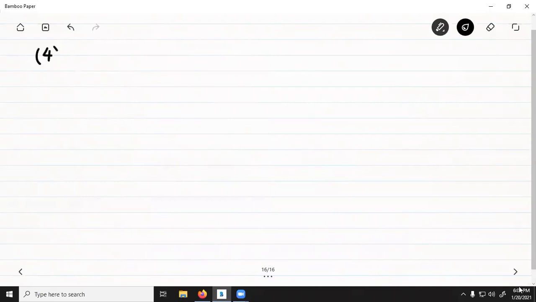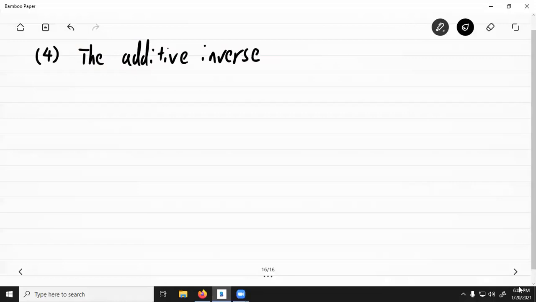Let's look at remark 4. So this is for the multiplicative identity and the multiplicative inverse, right? So now let's look at another one, which is the additive inverse B. This is the letter we used in our axiom. The additive inverse B is unique.